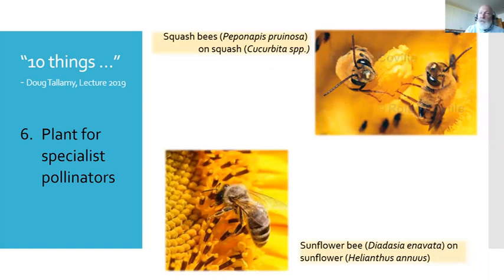Number 6, plant for specialist pollinators. Remember, we mentioned how many insects are discriminating foodies. Look at the sunflower bee and the squash bee. Obviously, they depend, by their names, on squash and sunflowers. These are bee species that only feed upon sunflowers and only feed upon squash. And by the way, 90% of all insects are beneficial.